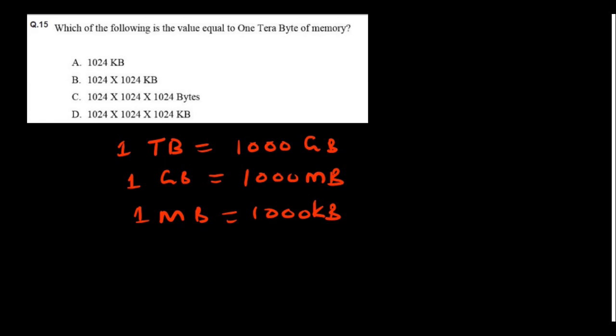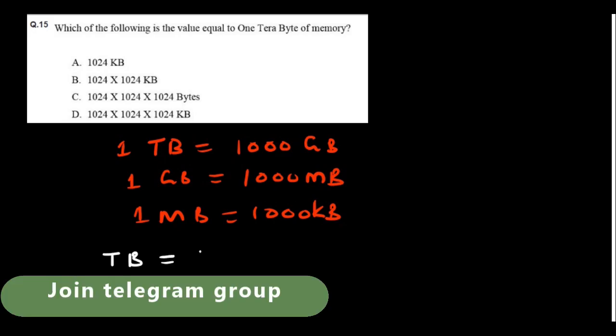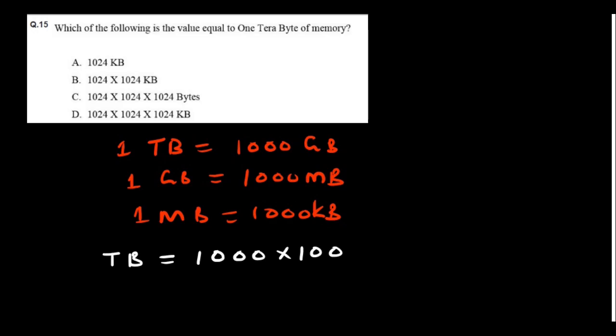Now, what is the question? 1 terabyte equals what? First, if I multiply 1 TB by 1000, it comes to gigabyte. Again I will multiply by 1000, it comes to megabyte. Now again if I multiply by 1000, it is KB. So the answer is option D.